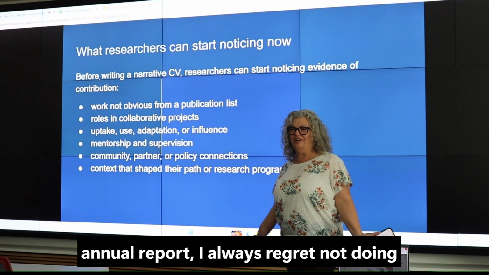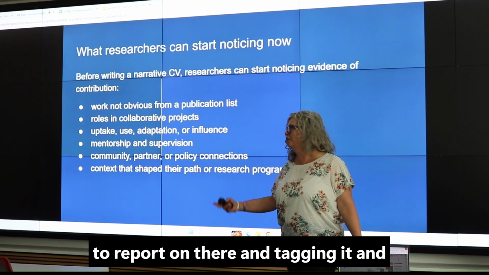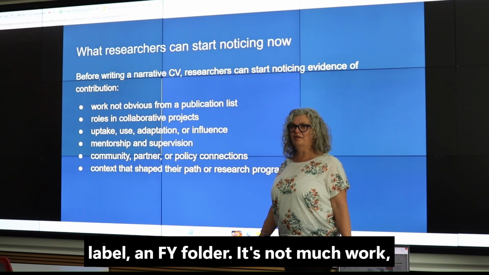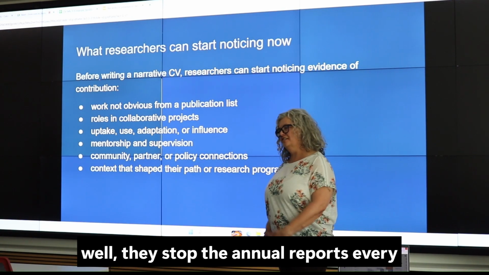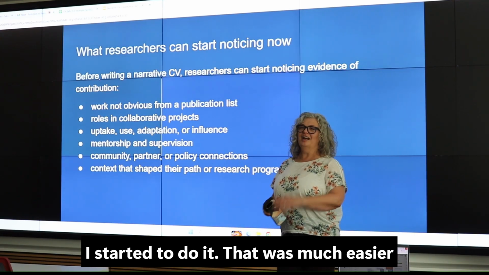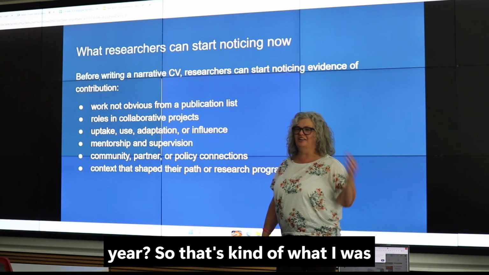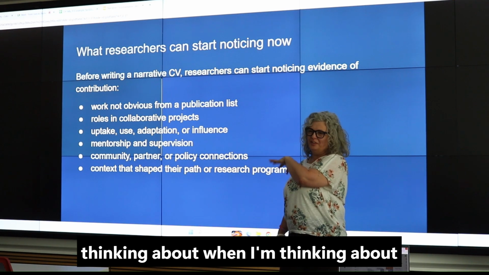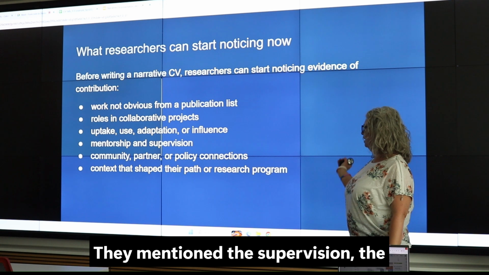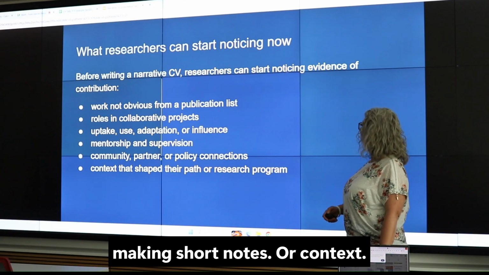For example, for my annual report, I always regret not doing more of this. As I go through the year, I think, okay, that's something I might want to report on, and I tag it and put it in my email under a label in my folder. It's not much work, and now that I'm remembering to do that, it's much easier than going through ridiculous amounts of email to find out what I did this year. So that's what I mean by preparing ahead: making note of the supervision, the influence, trying to think about those stories and maybe just tagging them, making short notes or context.